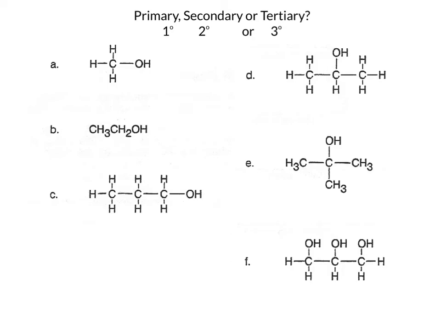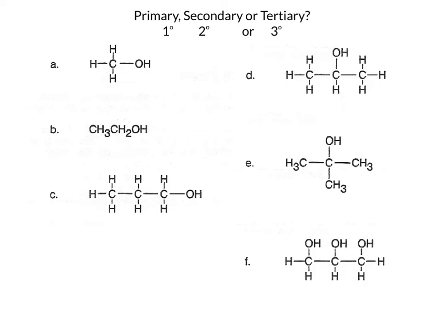Now let's look at compound D. So looking at compound D, we find the hydroxyl. We look at the carbon it's attached to, we see that that carbon is attached to two other carbons. This one is a secondary alcohol. For compound E, we find the hydroxyl group. We look at the carbon it's attached to. We see that that carbon is attached to three carbons and is a tertiary alcohol.